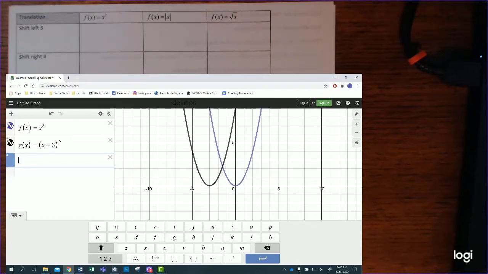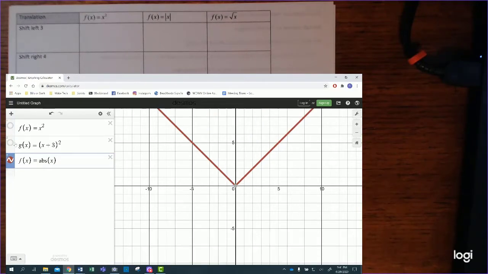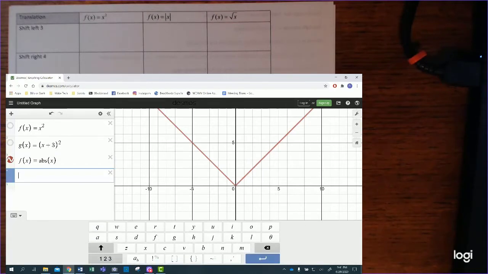So let's look at f of x equals absolute value, ABS of x. So there's our V. We'll turn these off. And if I want to shift this absolute value function to the left 3, well, what's the rule? I have to do the opposite, and it has to be in there with the x, so this is going to be absolute value of x plus 3. That moved it to the left 3.